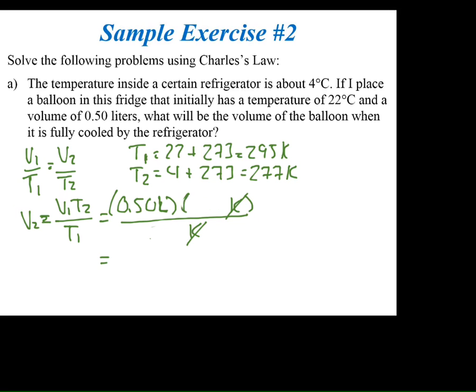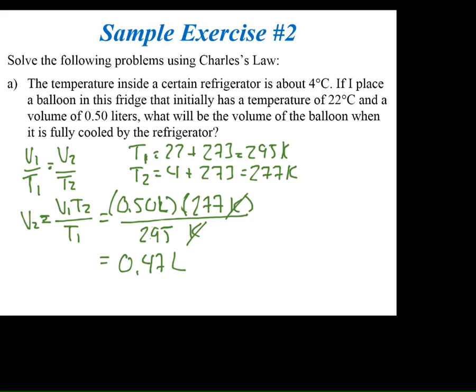So, what goes on top now? Which one? 277. That sounds better. And 295 on the bottom. So, if the temperature goes down, the volume should also go down. Yes, that did not make sense. So, what is it really? Point what? 0.47 liters. Right.